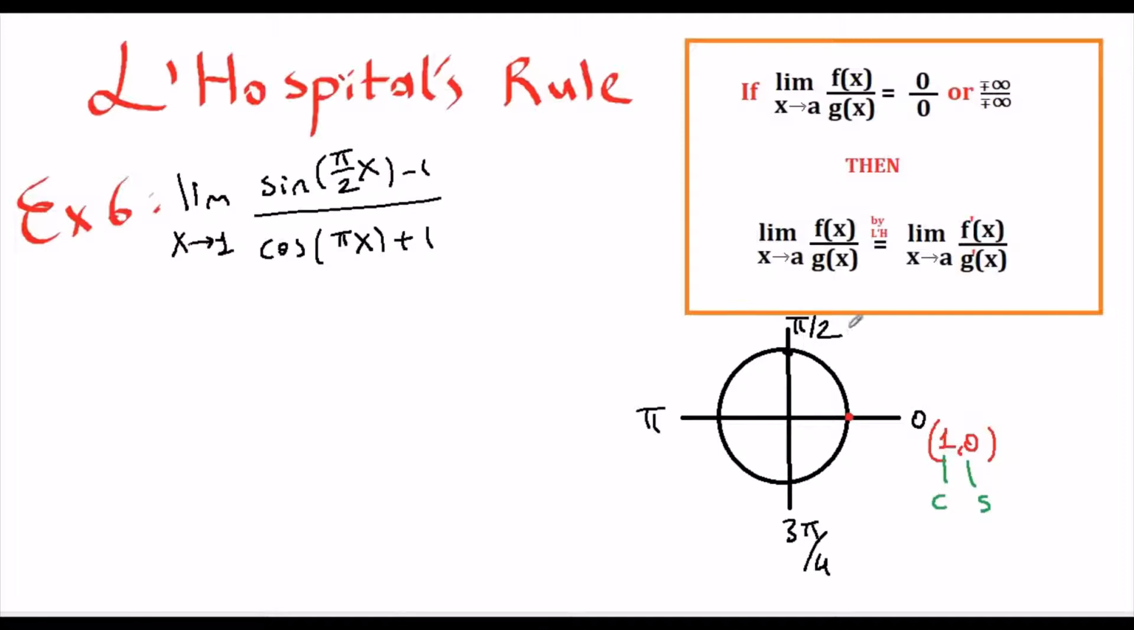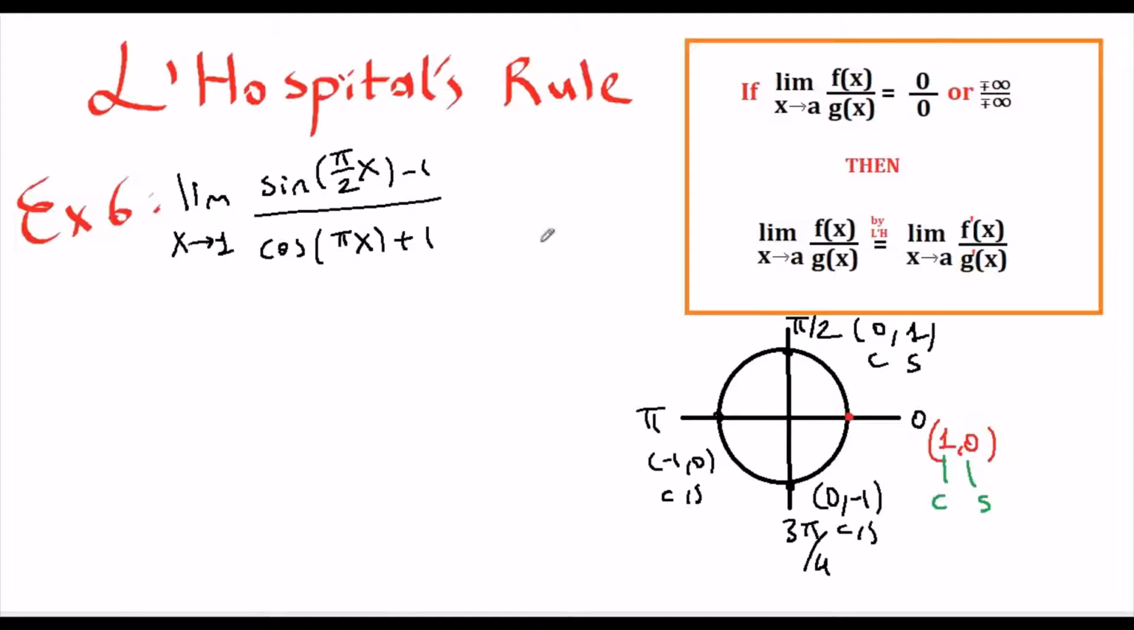Here our x coordinate is 0, our y coordinate is 1, so our cosine is 0, our sine is 1. Here our x coordinate is negative 1, our y coordinate is 0, so our cosine and sine values are negative 1 and 0. And here our x value is 0, our y value is negative 1, so our cosine and sine are as follows.